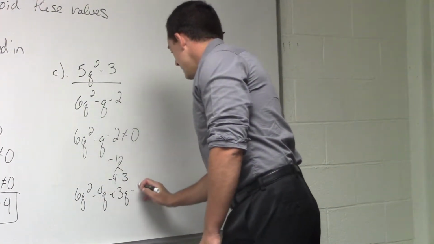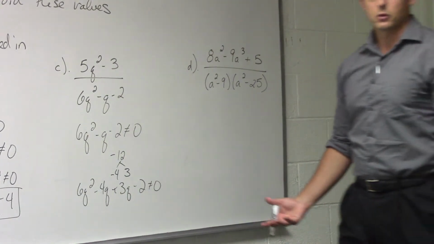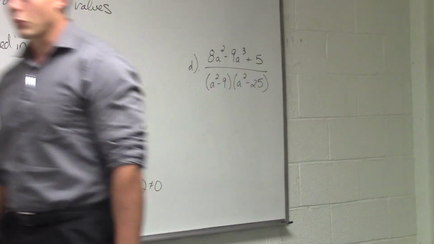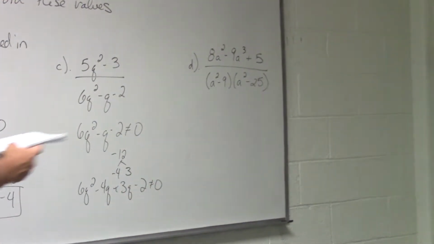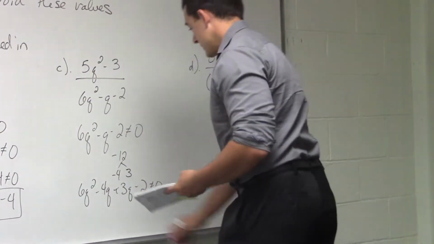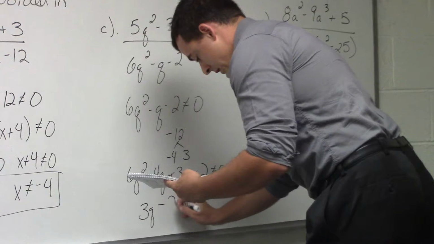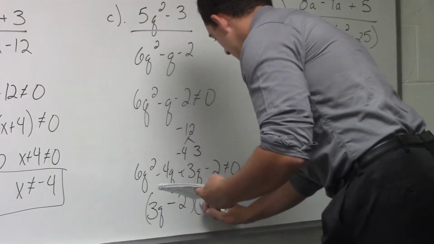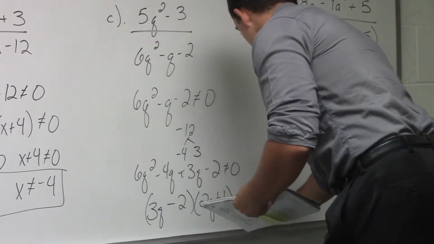I'm dealing with limited board space here, so once you get to that stage, you know that you have 4 terms. You would sit down and group them, and you should get the following factors. 3q minus 2, 2q plus 1, not equal to 0.